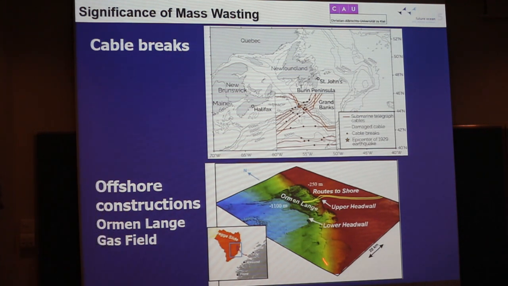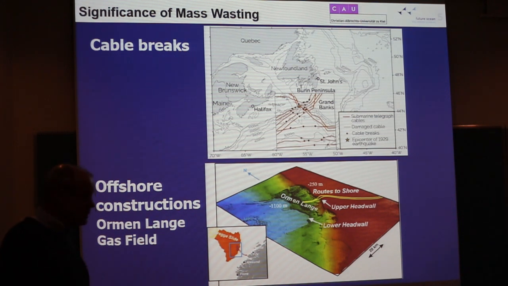Another example where offshore infrastructure may be destroyed, but has not been destroyed, is coming back to Storegga. Here you see the headwall area of the Storegga landslide, on the shelf area about 250 meters deep. Here is a missing part, which was mobilized during the Storegga event about 8,000 years before present. And directly beneath the headwall of the Storegga event, there's a very major gas field, the Ormen Lange gas field. It's so large that it was very attractive for industry to produce from it. And it's quite deep, water depth is about 1,100 meters. That means all the infrastructure for production needs to be built on the seafloor.